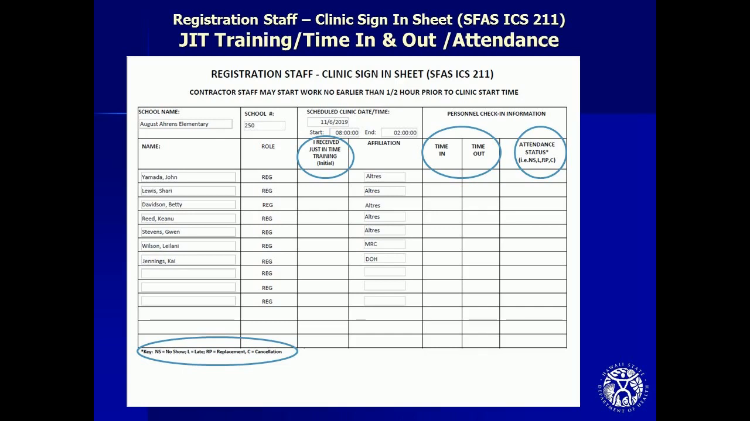A key of abbreviations for attendance issues is provided at the bottom left corner of each sign-in sheet. L for late, NS for no-show, C for cancellation, and RP for replacement staff.